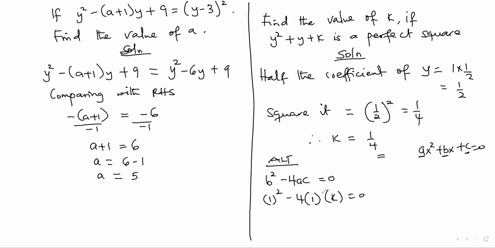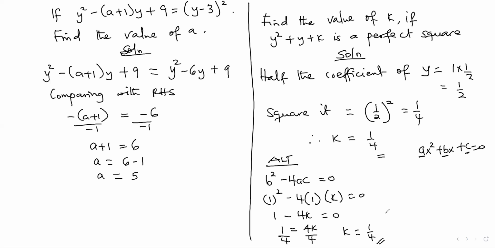So the coefficient of x squared is a, coefficient of x is b, and a constant is c. So that's what I just did over here. So now we have 1 squared being 1. 4 times k gives you 4k equal to 0. So we have 1 equal to, this cross it turns positive, 4k. Divide through by 4, and your k is 1 on 4. So you see the same answer, 1 over 4.